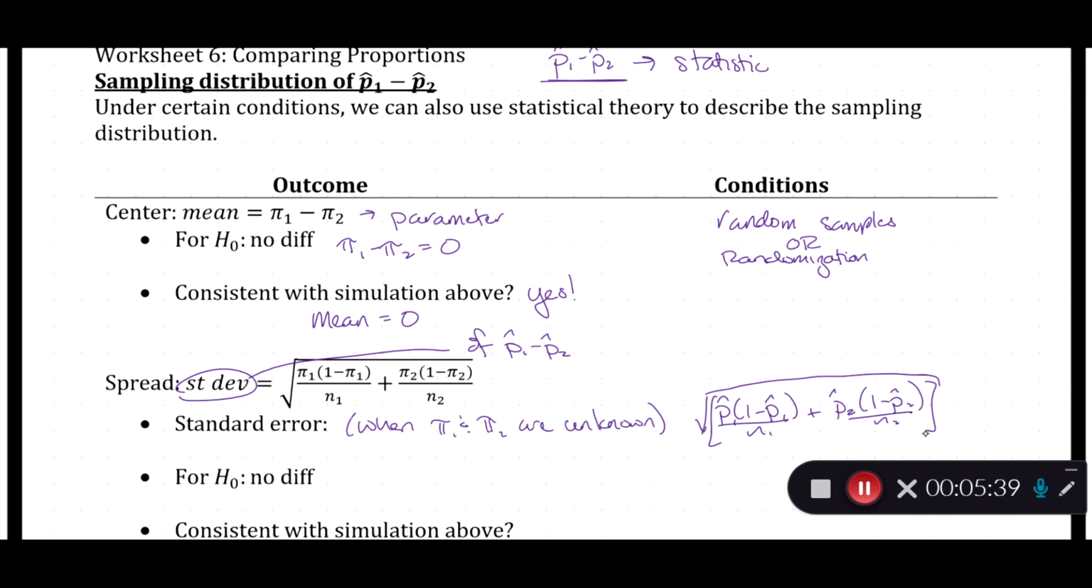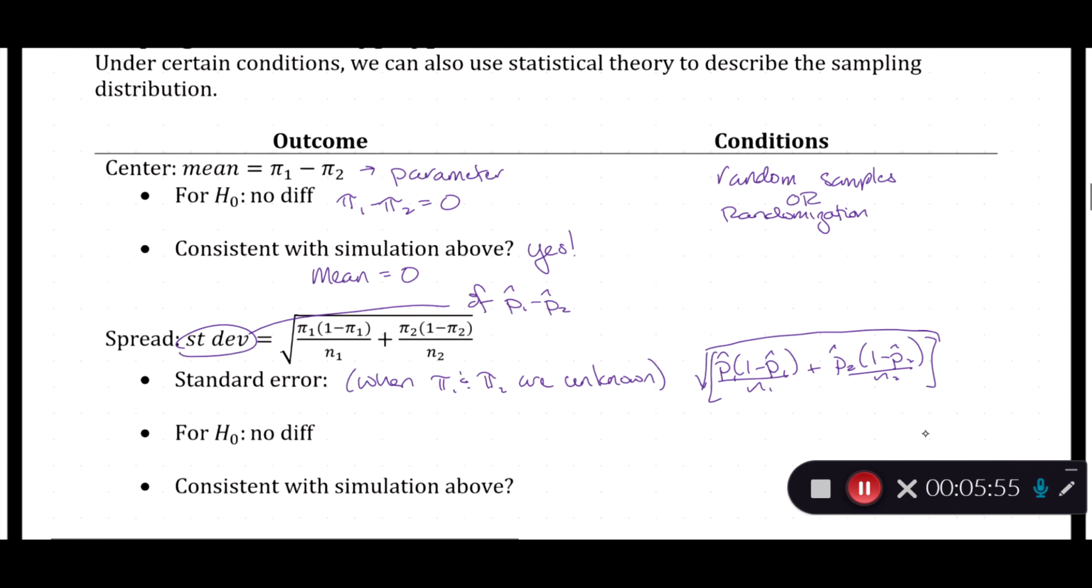So if I don't know pi 1 and pi 2, if I don't know the population parameters, and believe me, we usually don't, the best thing I can do is estimate them with the sample proportions p1 hat and p2 hat. But we have something interesting. For the null hypothesis of no difference, that is when pi 1 minus pi 2 equals 0, which is the same thing as saying pi 1 equals pi 2, we can simplify this.